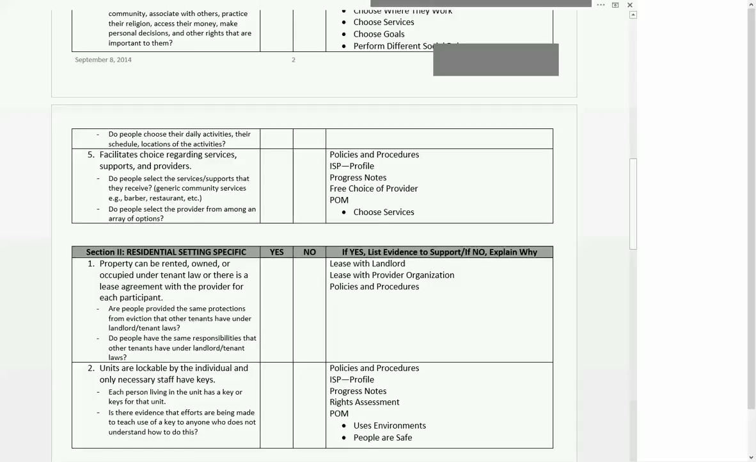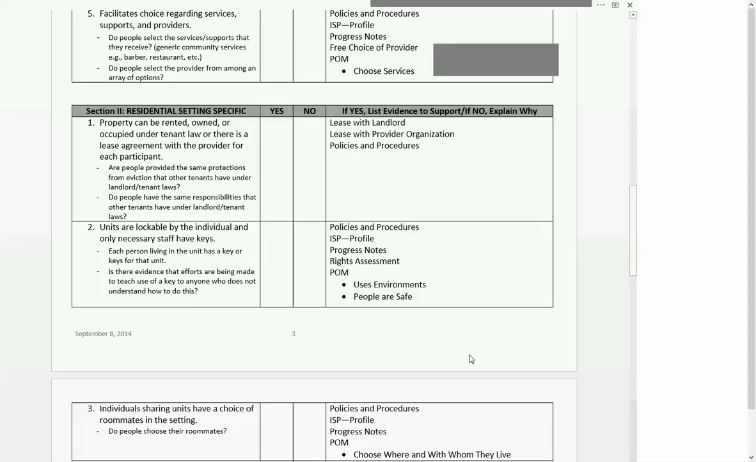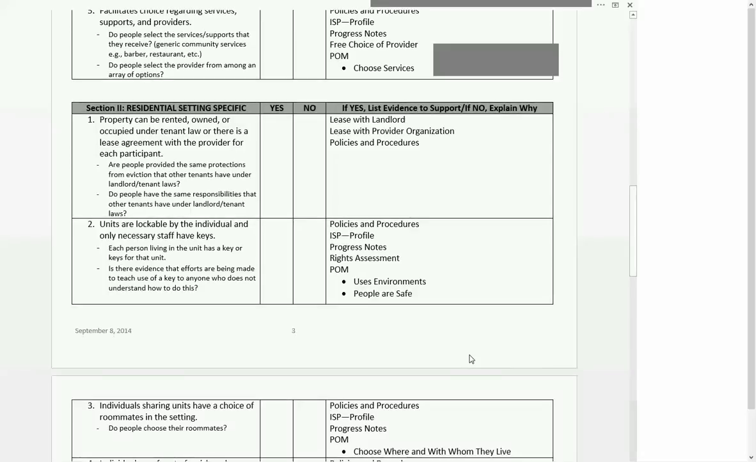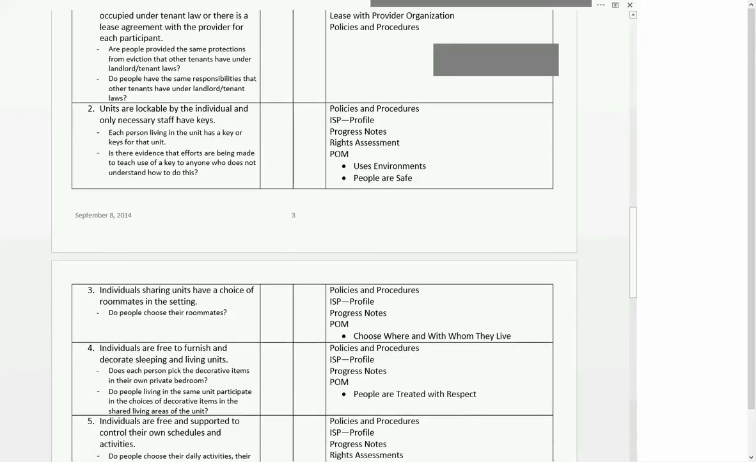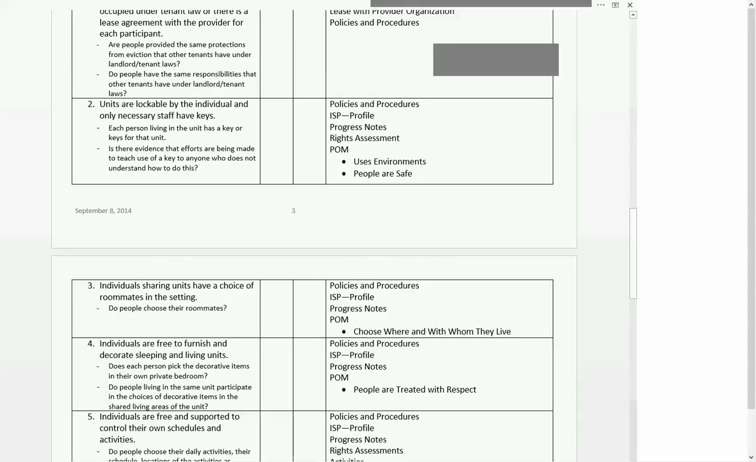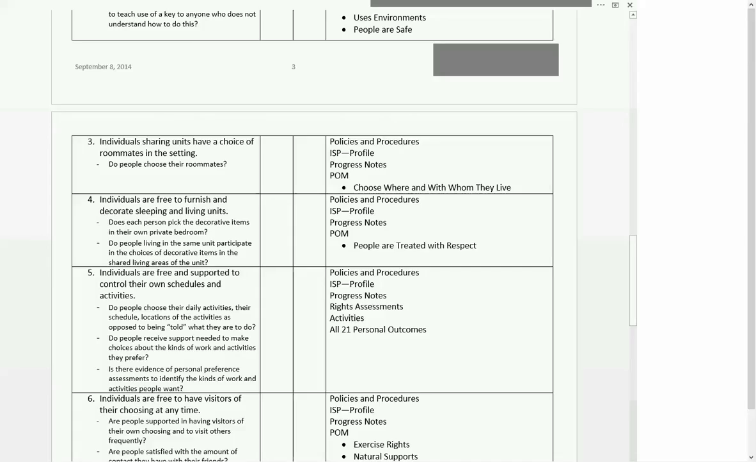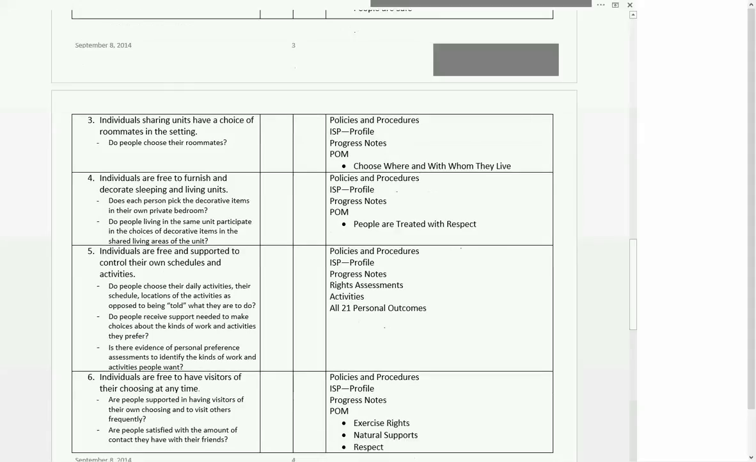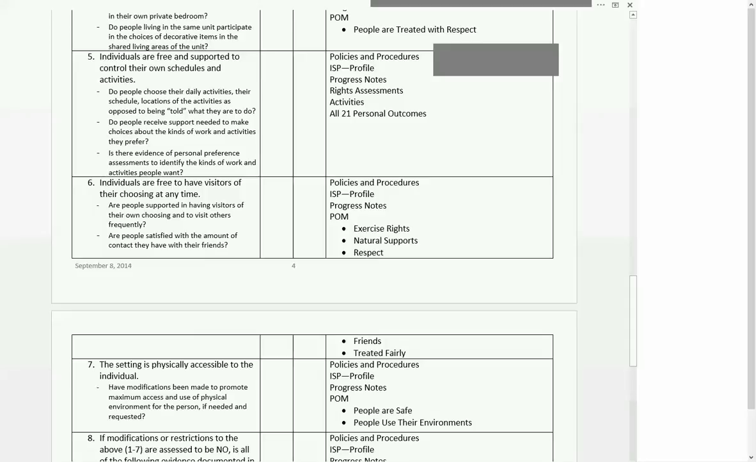Units are lockable by the individual and only necessary staff have keys. Individuals sharing units have a choice of roommates in the setting. Individuals are free to furnish and decorate sleeping and living environments. Individuals are free and supported to control their own schedules and activities. Individuals are free to have visitors of their choosing at any time. The setting is physically accessible to the individual.